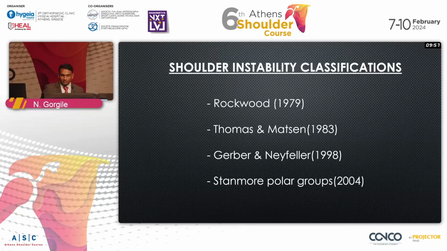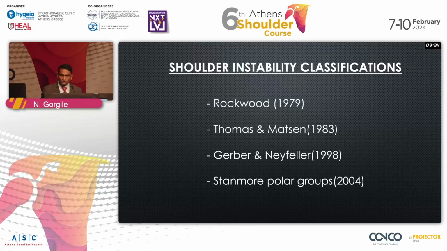We have many classifications. As I said, Rockwood put forward the first shoulder classification. Then we have the most commonly used Thomas and Matsen classification, which says traumatic, that is the TUBS, and the AMBRI. But the only problem with this classification is that it says most of these traumatic shoulder instabilities are bidirectional, but that is often not the case.